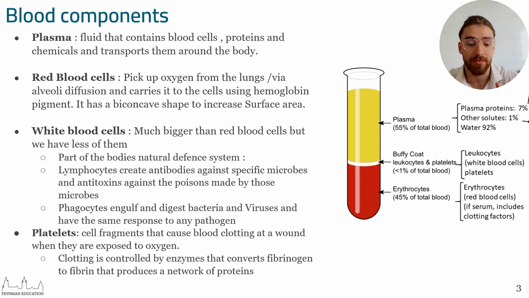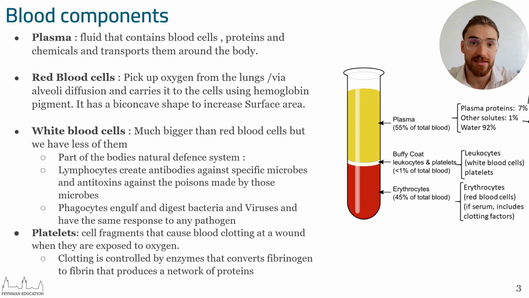They also comprise phagocytes, which engulf and digest bacteria and viruses and have the same response to any pathogen. So this includes nematodes, parasitic worms. They will identify it, engulf it, and digest it. So a lot of the time when it comes to an infection and you get that pussy liquid, that pus is actually white blood cells fighting off an infection.